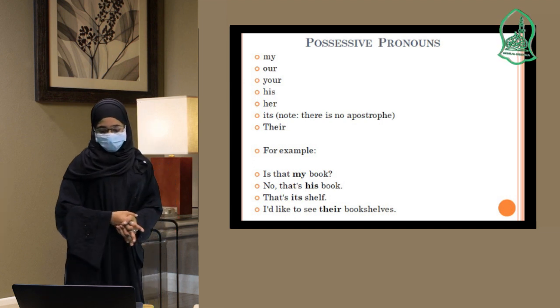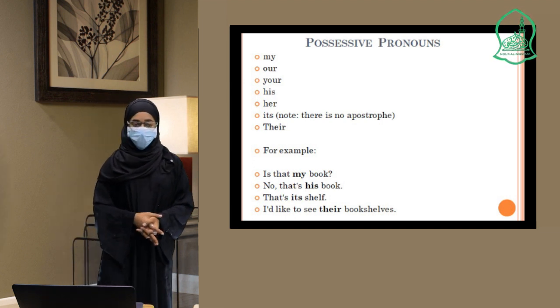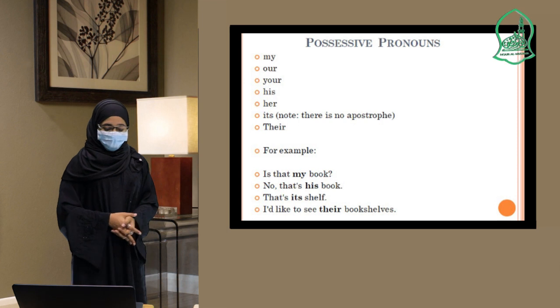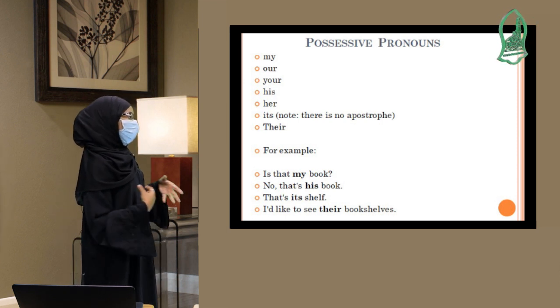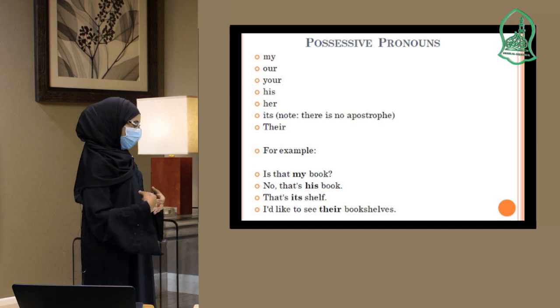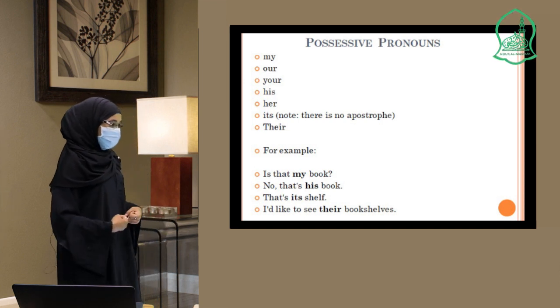So let's see an example. Is that my book? It means there is a book and then there is a pronoun, my. My is showing that this book belongs to me. That is the meaning.